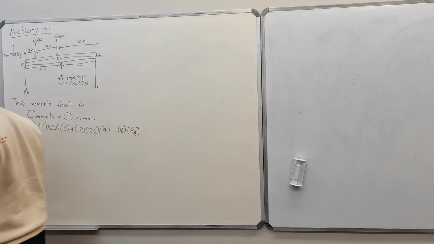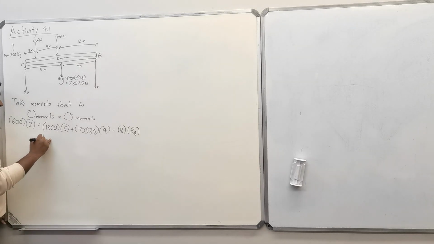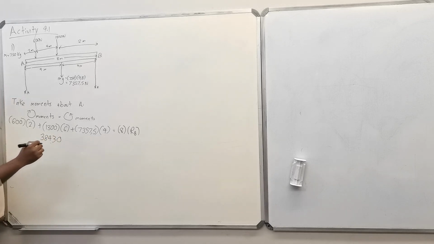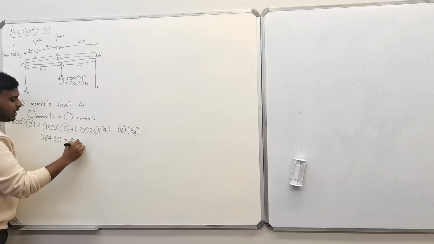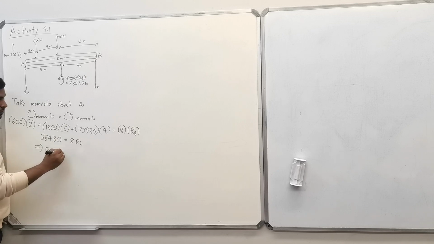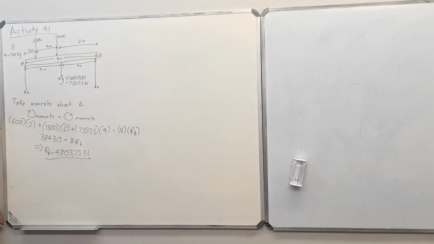So if you put the whole thing in your calculator, what do you get? 38430. Okay, equal to 8RB, and therefore RB is equal to 4803.75 newtons. So that's your reaction force at B.